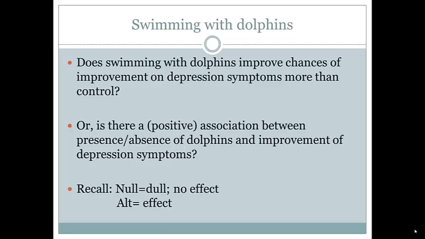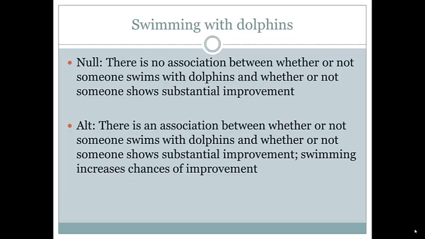Now in this video we want to talk about how to phrase the null and alternative hypotheses. Remember that the null hypothesis is also known as the dull hypothesis, which is a way of remembering it's the statement of no effect. The alternative hypothesis is a statement of effect. So if we apply that principle here, the null hypothesis is saying there's no association between whether or not someone swims with dolphins and whether or not someone shows substantial improvement on their depression symptoms. Whereas the alternative hypothesis is that there is an association between whether or not someone swims with dolphins and whether or not someone shows substantial improvement, specifically that swimming increases the chances of improvement.